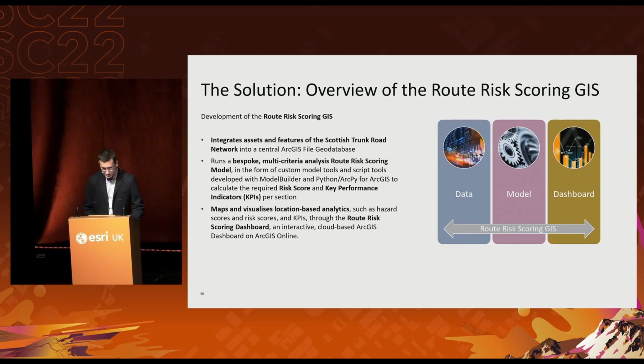In a nutshell, the solution we developed and implemented is called the Route Risk Scoring Geographic Information System, an innovative GIS-based system which integrates assets and features of the Scottish trunk road network into a central geodatabase, runs bespoke multi-criteria analysis in the form of custom model tools and script tools developed with Model Builder and Python for ArcGIS to calculate the required risk score and KPIs, and maps and visualizes location-based analytics through the route risk scoring dashboard, an interactive cloud-based ArcGIS dashboard for ArcGIS Online.